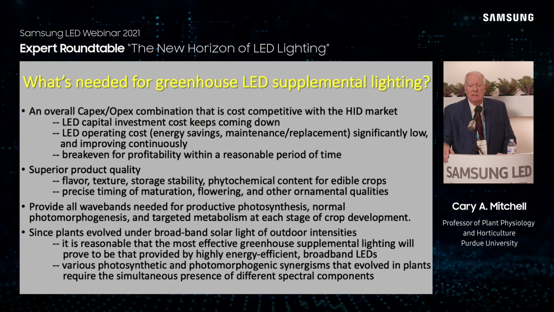So what's needed? CapEx, OpEx combinations that are cost competitive. Ash also showed you some dollars and cents comparisons of that. Superior product quality, and what I mean by product is not lights, it's plants. It's product quality in terms of taste, flavor, texture, phytochemical, healthy content.